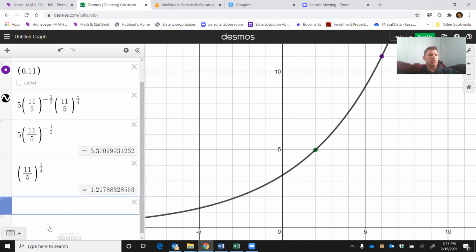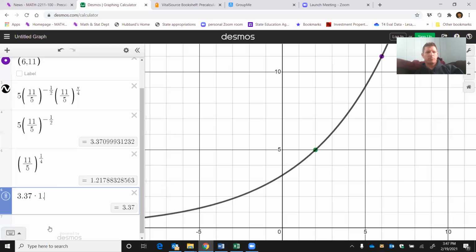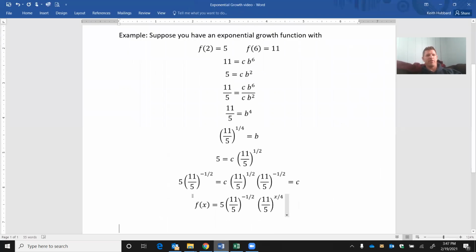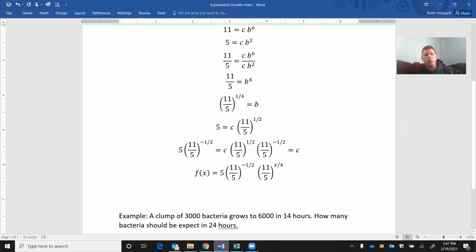Probably not quite as good a quality answer, but if you wrote this as 3.37 times 1.218 to the x, that sort of looks a little more familiar, and you can see that it's an exponential graph there. Basically the same one with a little rounding error. Okay, so those were abstract points, but there's all sorts of biological and financial applications that do the same thing.